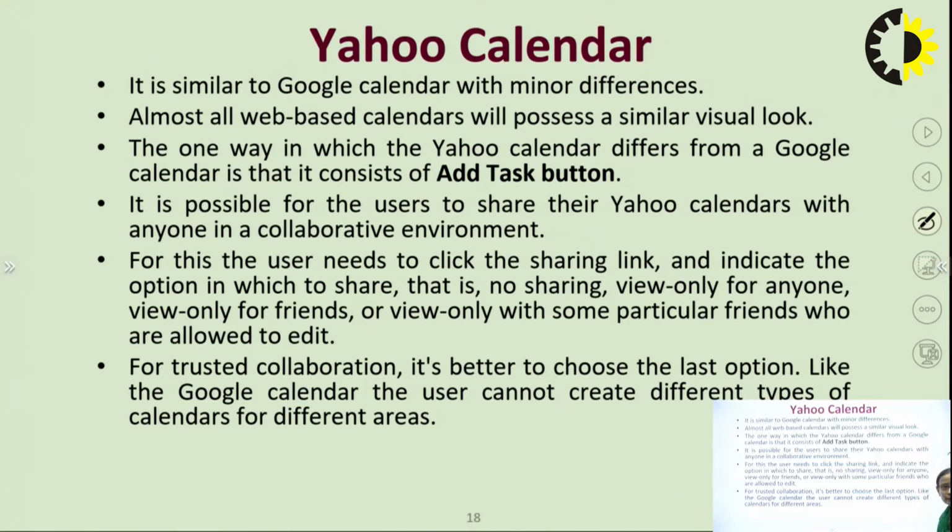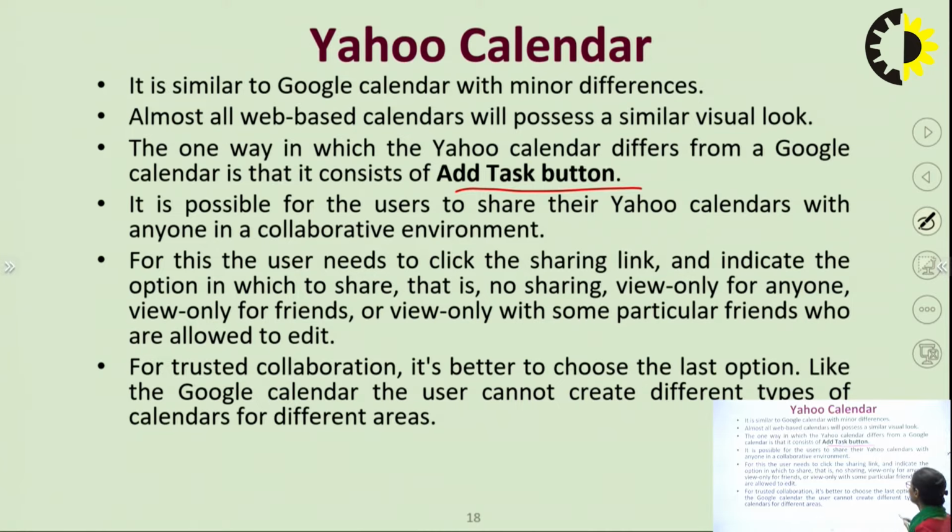Another one is your Yahoo Calendar. It is similar to Google Calendar with minor differences. Almost all web-based calendars will possess a similar visual look. The one way in which the Yahoo Calendar differs from a Google Calendar is that the Add Task button is available. It is possible for users to share their Yahoo Calendar with anyone in a collaborative environment.